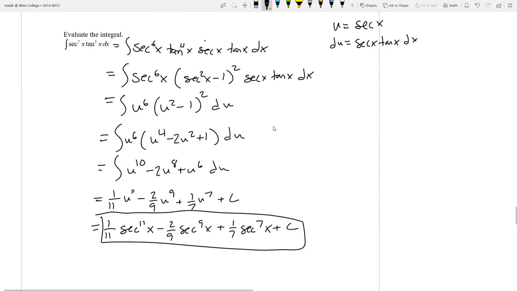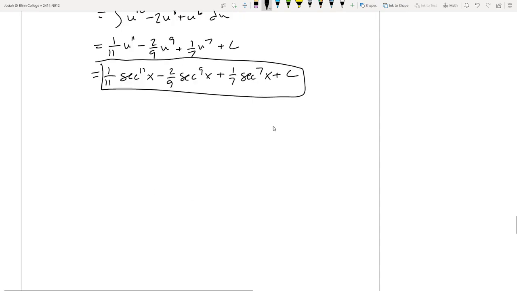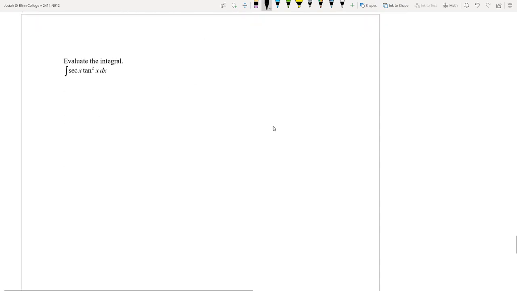All right, so we move on to our last situation. We have an odd number of secants and an even number of tangents. So we can't split off a secant tangent in this case. We won't have enough secants left over. We can't turn our tangents into secants, and we don't even have a secant squared, right?